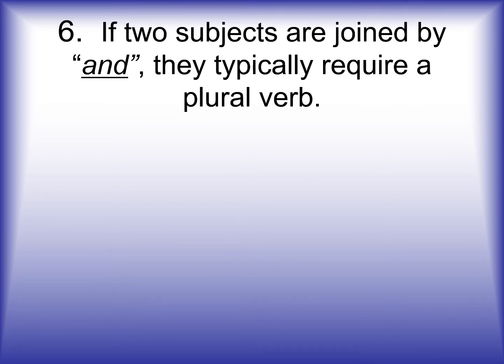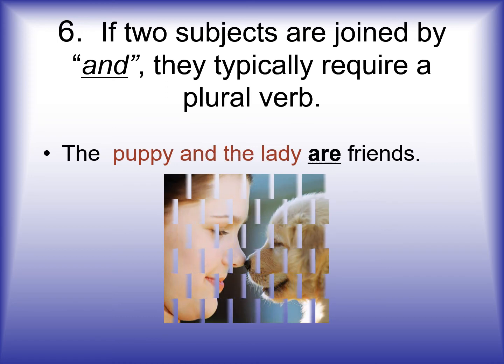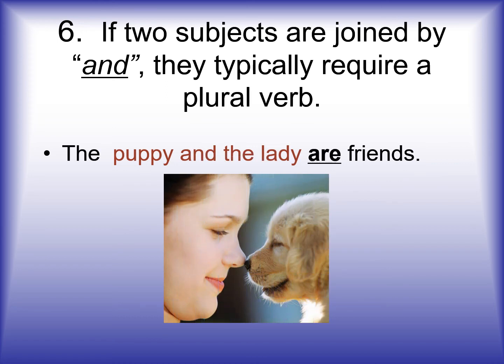Now, if two subjects are joined by and, they typically require a plural verb. So if we join two subjects with and, it usually becomes a plural subject. See the following sentence. The puppy and the lady are friends. So the puppy and the lady, this is a plural subject, so we have to take a plural verb, are.